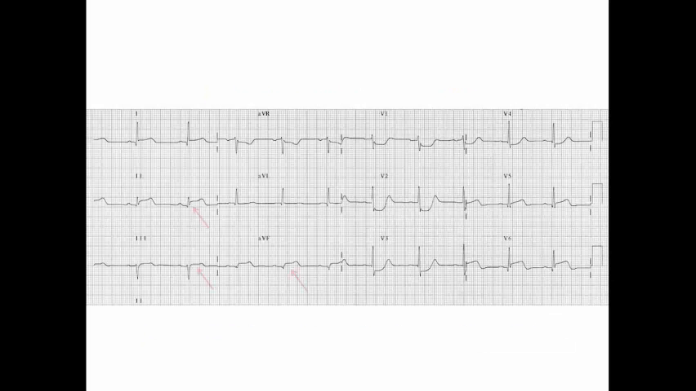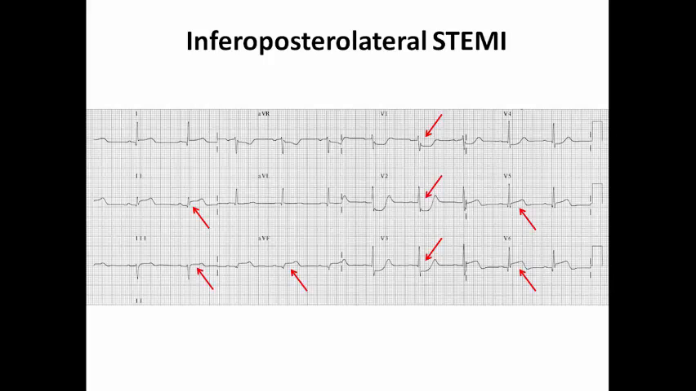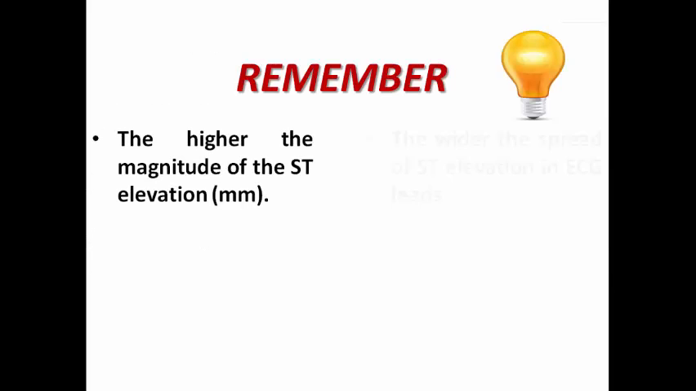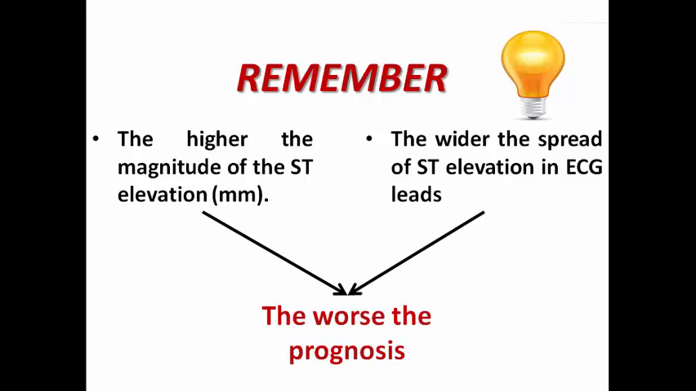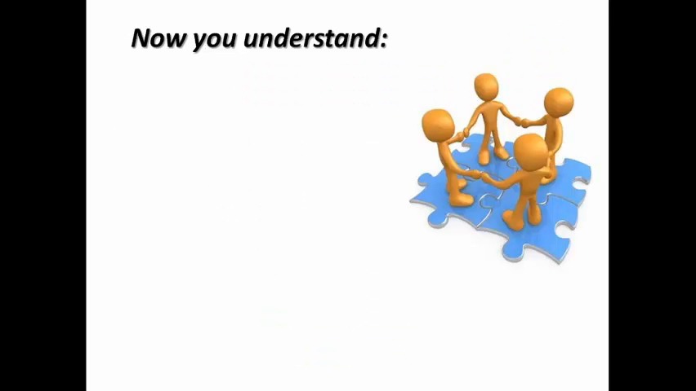So here, for example, I can see that the patient is having ST elevation in inferior leads and in lateral leads, and also ST depression in V1, 2, and 3 with tall prominent R wave. If I perform posterior ECG leads for this patient, they are going to show me ST elevation, and so this patient is having inferoposterolateral STEMI. And remember, of course, the higher the magnitude of the ST elevation in millimeters and the wider the spread of ST elevation in ECG leads, the worse the prognosis of STEMI.